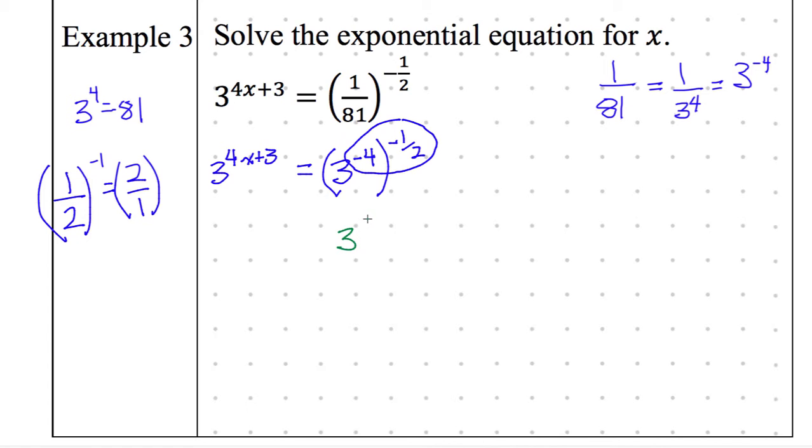careful. So if I have negative 4 over 1 times negative 1 over 2, multiply straight across. Negative 4 times negative 1, 2 times 1, reduces to 2. This is 3 to the power of 2. All right, you can go to the bathroom if you want. This is 3 to the power of 2 is equal to 3 to the power of 4x plus 3.